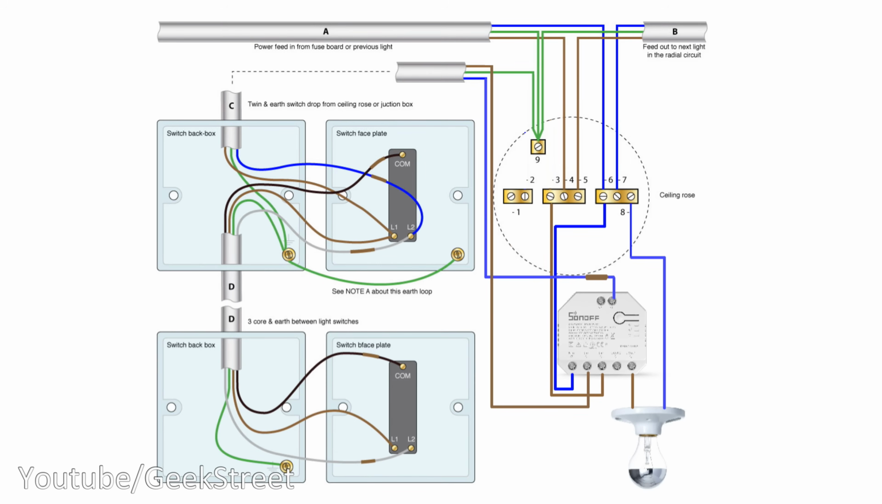Now, if we move across to how it should be wired up in the ceiling, you can see there, you've got the live and neutral coming in from the ceiling rose into the Sonoff switch. Then you can see the lamp wired up as well, and then the two wires you're going to need going back to the switches. So that seems to be the most logical way to get this wired up.